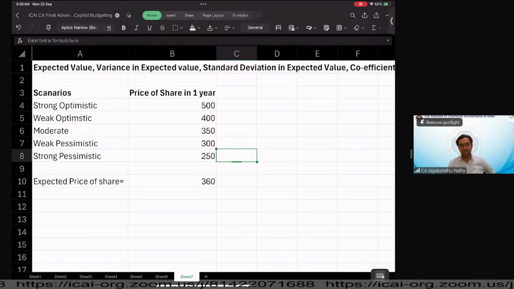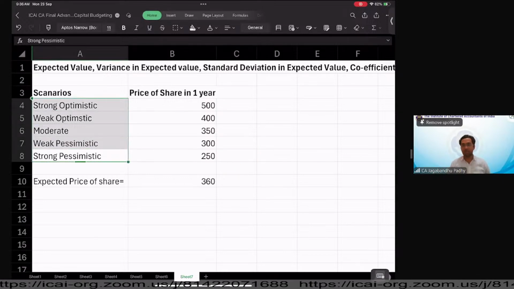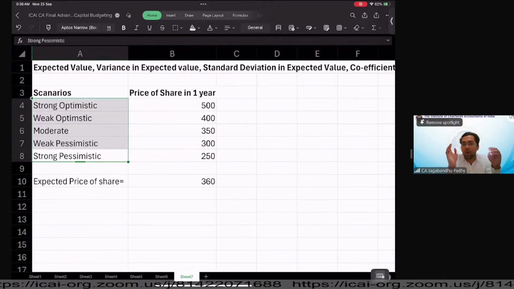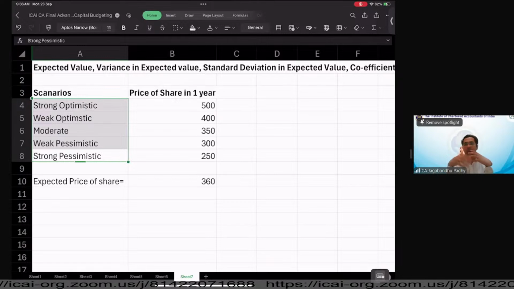But tell me, in a practical sense, can you expect all the scenarios to have the same probability? Or do you see that all the scenarios have the same level of confidence? As an investor, do you expect all of them to be equally likely, that there is the same chance of economic upheaval as there is of economic downturn? Never. So you always assign a level of confidence or probability to each of the likely scenarios.